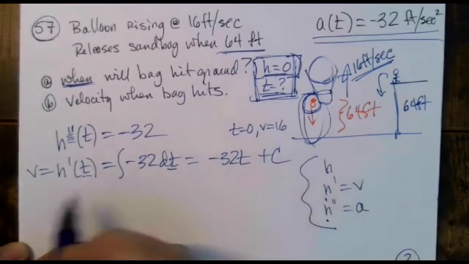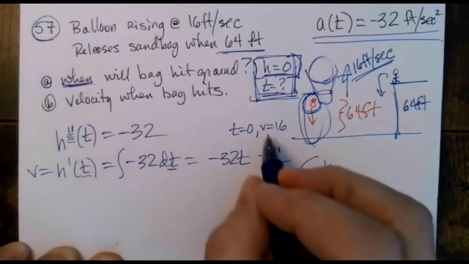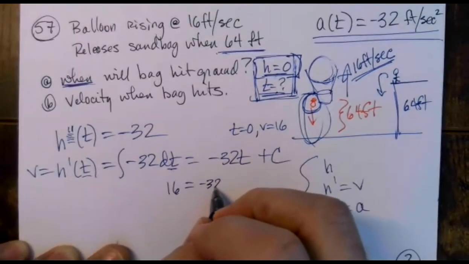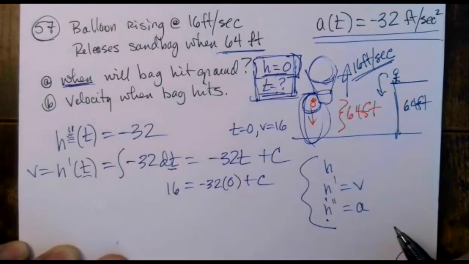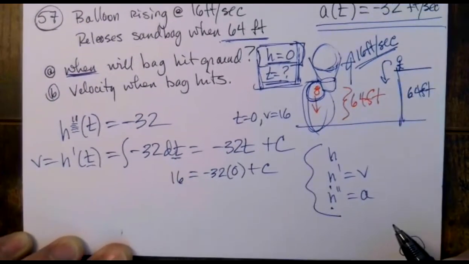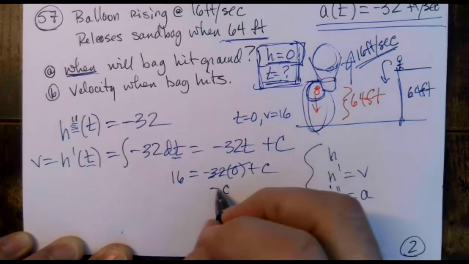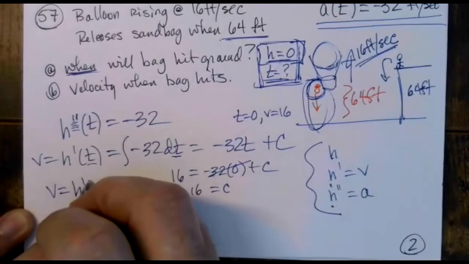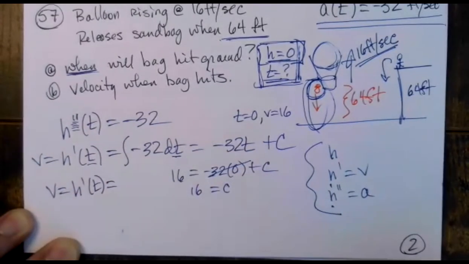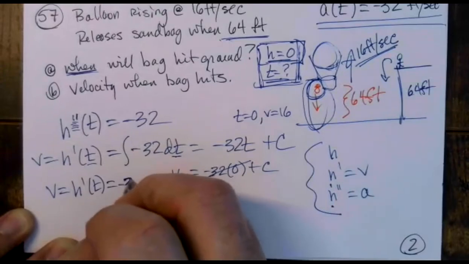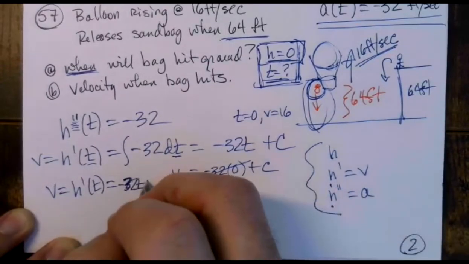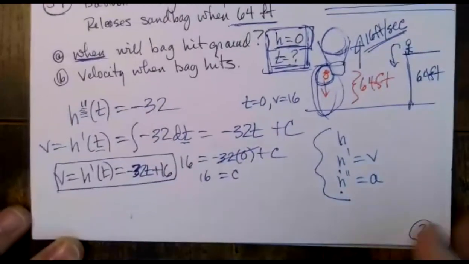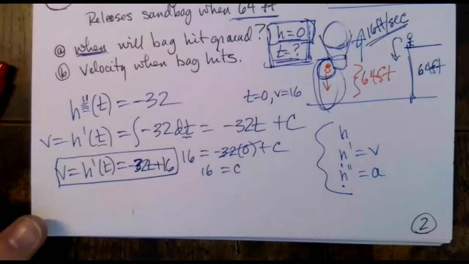All right, so the initial velocity, the velocity at 0, is 16. So I'm going to say 16 equals negative 32 times 0 plus c. Okay, so that's gone. I love it when I have 0 involved. Okay, so v, also known as h prime, equals negative 32t plus 16. Okay, so that's important. Okay, one more step to go.